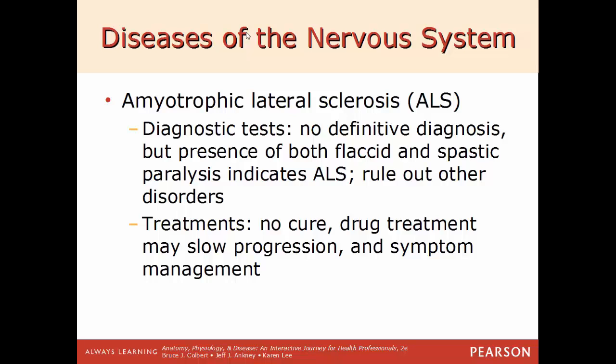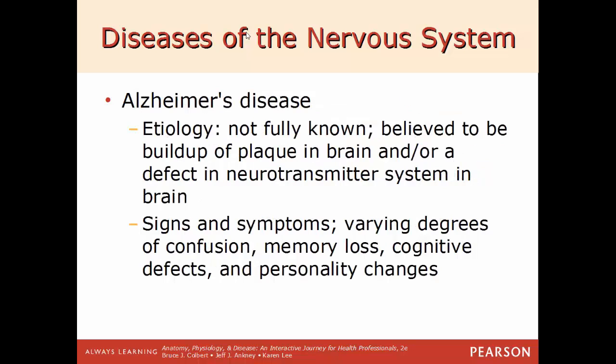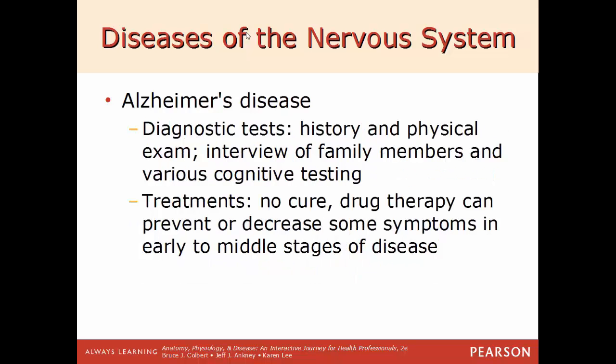Alzheimer's disease: the etiology is not fully known, but it's believed to be a buildup of plaque in the brain and/or a defect in a neurotransmitter within the brain. Some signs and symptoms: varying degrees of confusion, memory loss, cognitive defects, personality changes. Diagnostic test: a history and physical exam, interviewing family members, and some various cognitive testing. No known cure for Alzheimer's, but there are some drug therapies that can prevent or decrease some of the symptoms if it's caught early enough.